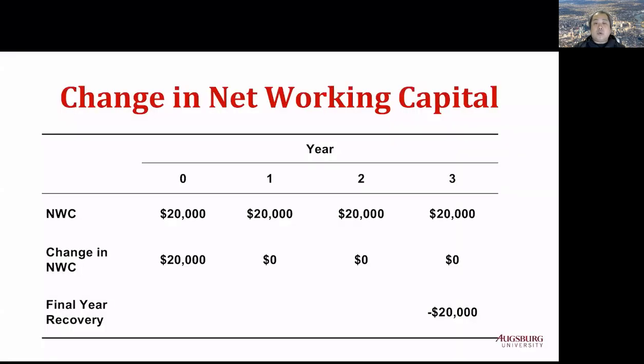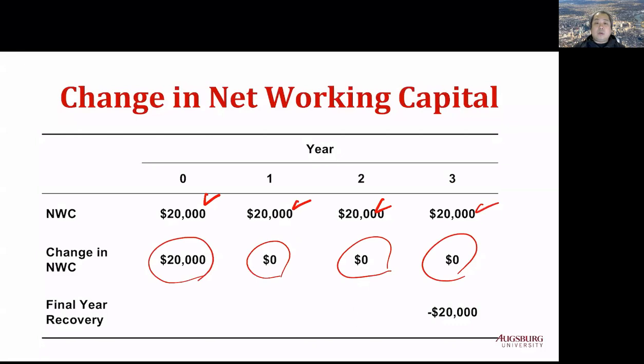How about changing net working capital? Each year, $20,000 net working capital is needed. So if you find changes, initially the change is a 20,000 increase, and then no changes from year 1 to 2 and 3.